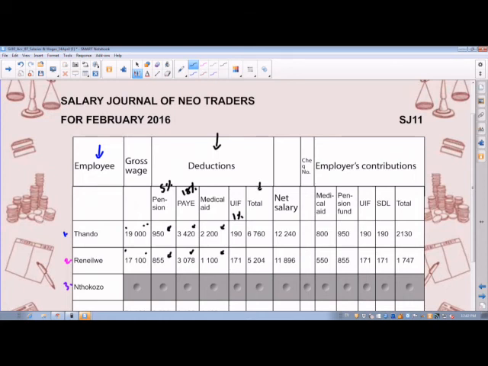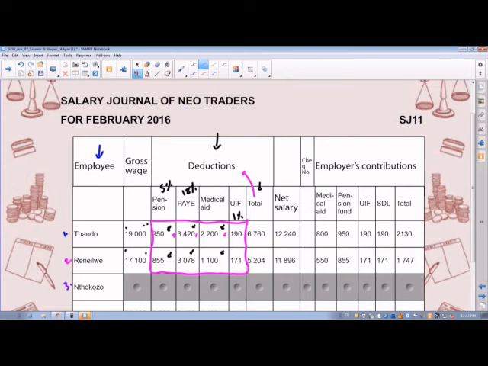Now, how do I get this total? I need to get this total so that I know how much I need to subtract from my employees. So I'm going to block it nicely for you. I add all of these amounts up to get my total deductions. So this is your total deductions.